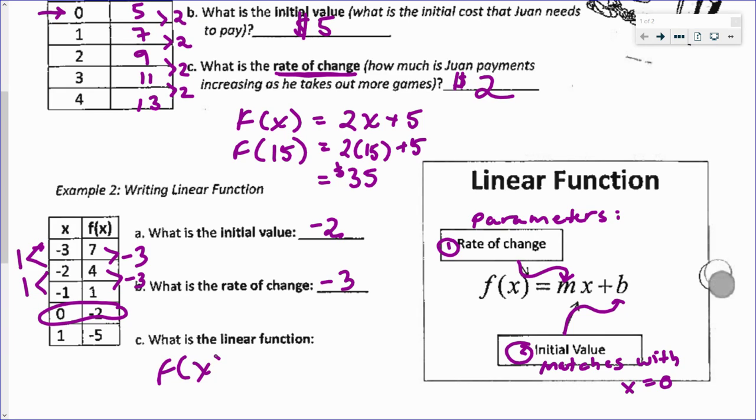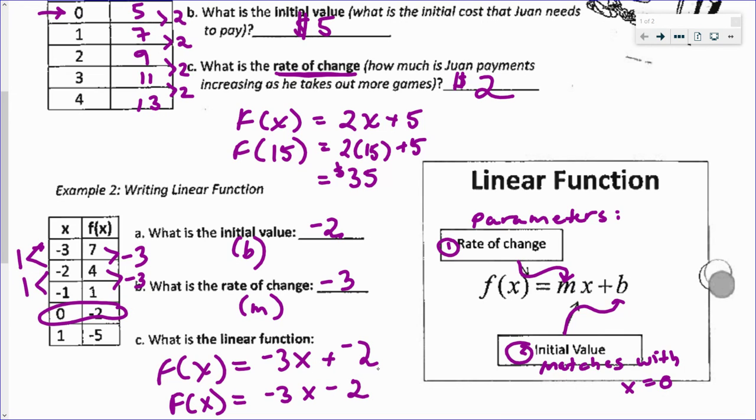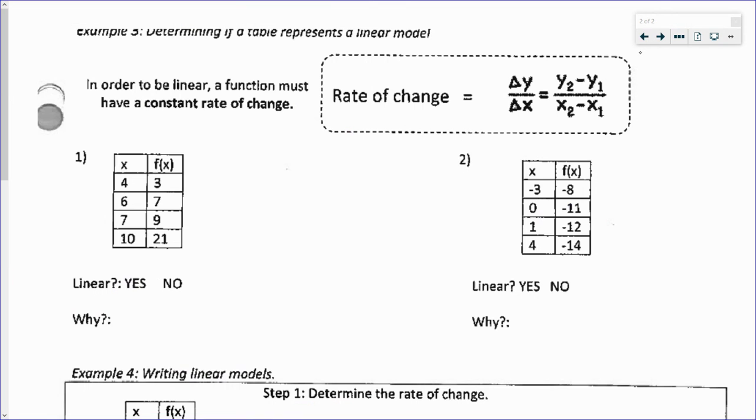And so the function, we're going to plug in our parameters to the equation. So next to x goes the rate of change, which is -3, and then plus b, which is the initial value, which is -2. Or we could have just written -3x minus 2. Either one would be fine, plus -2 or minus 2. I actually prefer this one.